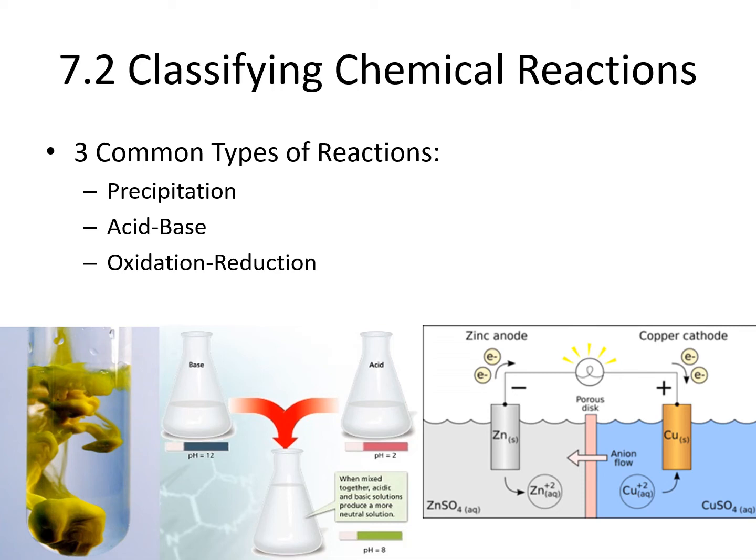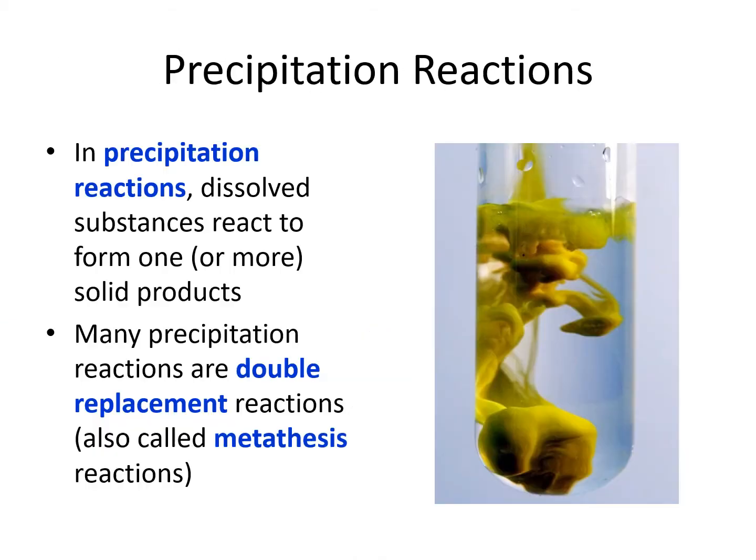In section 7.2, we're going to be looking at three different types of chemical reactions: precipitation reactions, acid-base reactions, and redox reactions, which are oxidation-reduction reactions. Our first type of reaction is precipitation reactions.